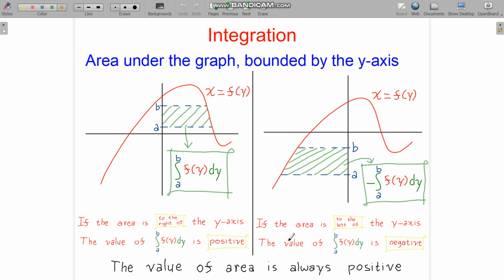Now, what if the area is bounded by the y-axis? So in this case, we use the integral with respect to y, dy here. So it's f of y dy. And notice that the limits of integration should be the smaller number and then the bigger number here. So the area to the right of the y-axis is something positive. We will get something positive from this integral and something negative from this integral. So we're going to have to use negative this integral, which is something negative. So in the end, it's positive. Area is always positive.